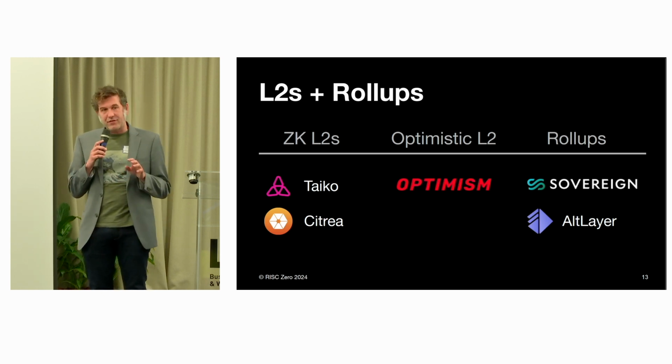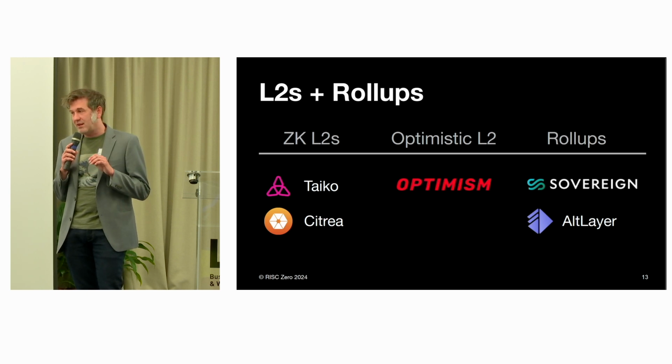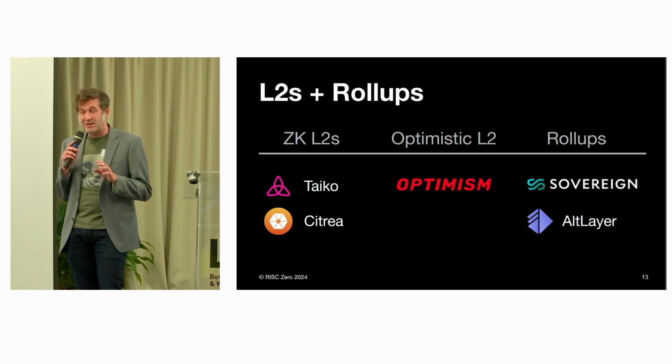What's interesting is that even for optimistic L2s, there's a lot of really excellent uses of ZK. We're currently working with Optimism right now on ZK fraud proofs. The idea here is that if you look at a typical optimistic stack, when someone makes a claim about a state transition that is incorrect, there's this back and forth game that has to be played by the different parties to prove that they've incorrectly stated something.